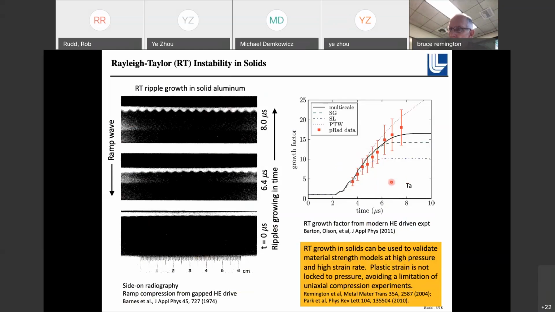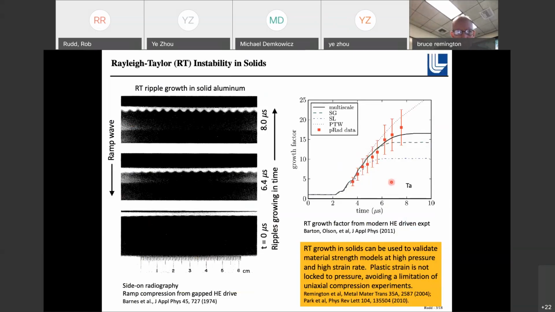So, I think intuitively you might have expected, well, solids are strong, they're going to resist that growth. And indeed, the strength of metals and materials suppresses the growth of the perturbations to some extent, but doesn't completely suppress it. And this insight was taken up by Bruce Remington a couple decades ago, and he developed the notion that not only does this instability happen in solids, but it can actually be used to investigate the strength of these metals under extreme conditions.